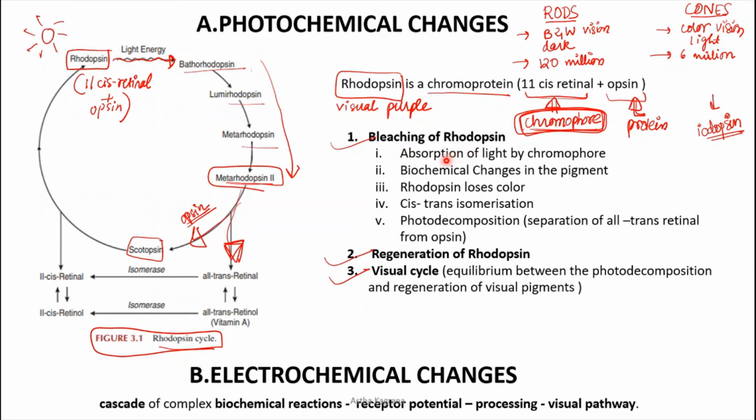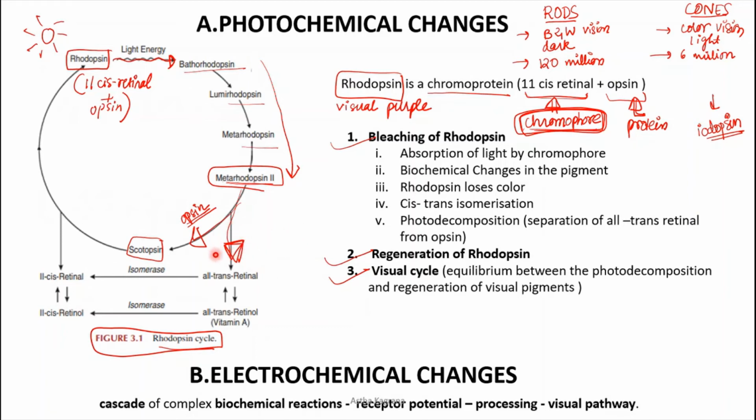So bleaching occurs when light is absorbed by the chromophore. After that, the 11 cis retinal will be converted into the all trans retinal plus opsin. This is known as isomerization. The cis form is being converted into the trans form.